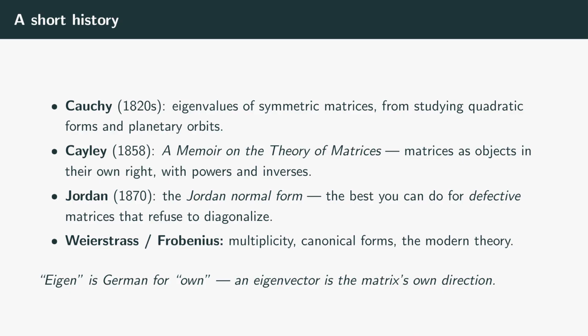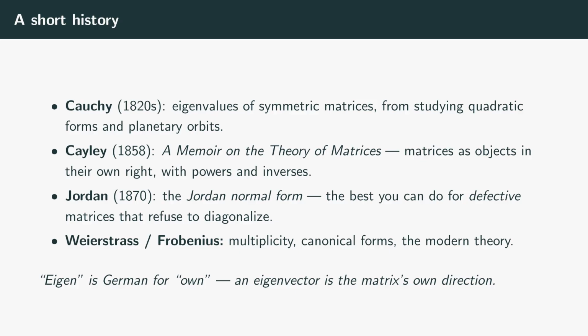A little history. The word eigen is German for own or characteristic. An eigenvector is a matrix's own private direction. The ideas grew out of surprisingly physical problems. In the 1820s, Cauchy studied the eigenvalues of symmetric matrices while working on quadratic forms and the stability of planetary orbits. In 1858, Arthur Cayley wrote his memoir on the theory of matrices, the work that first treated a matrix as an object in its own right, something you could raise to powers and invert.